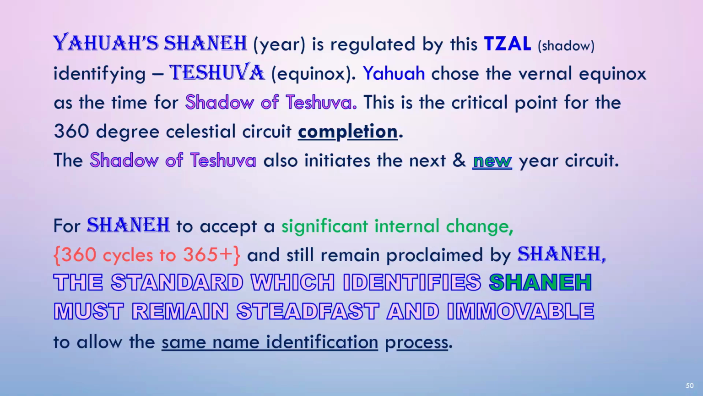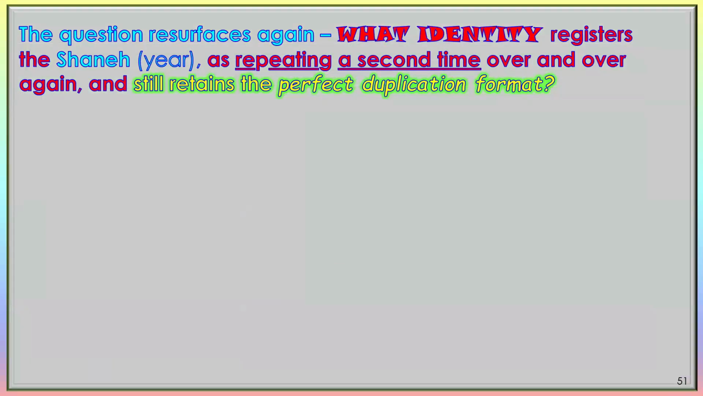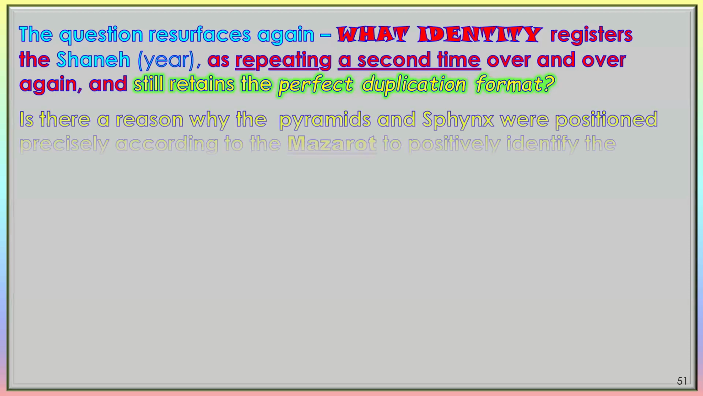For Shanay to accept a significant internal change, that is 360 cycles to 365, and still remain proclaimed by Shanay, the standard which identifies Shanay must remain steadfast and immovable to allow the same name identification process. Otherwise, it could not be called Shanay after Hezekiah's sundial incident. The question resurfaces again. What identity registers the Shanay year as repeating over and over again, and still retains the perfect duplication format?